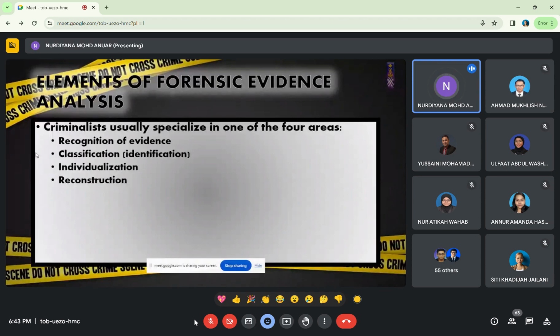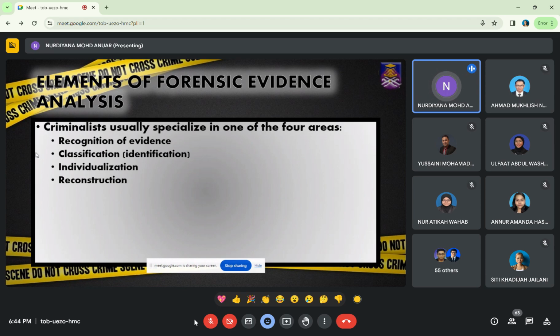Okay. Kemudian another person pula yang akan buat individualizations. Dia akan buat comparison. Kalau seandainya dah ada unknown sample dan juga known sample, dia akan compare side by side untuk determine whether these unknown samples, the one that been taken from the crime scene, actually come from the same source as the known sample. So another person yang akan buat comparison.